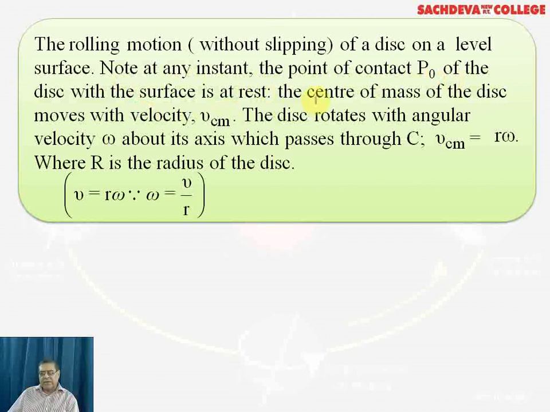That is in the previous figure, we have gone through with it. The center of mass of the disc moves with velocity VCM. VCM stands for velocity of the center of mass. The disc rotates with angular velocity omega about its axis, which passes through the center of mass C of the whole body. The velocity of the center of mass is r omega, where r is the radius, and omega is v over r, or omega can be taken in terms of time, that is 2 pi by T.